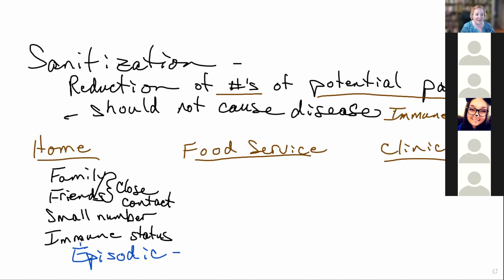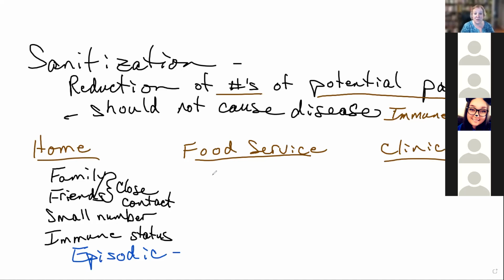Little Timmy comes home from daycare and starts vomiting and has severe diarrhea, and it goes through the whole family, and then it's over. Somebody comes home, they bring a cold, everybody gets it, and it's over. So it's brief episodes. And unless you've got somebody who has a suppressed immune system, generally speaking, you don't have to have stringent requirements to meet sanitization, to reduce the number of potential pathogens to the level where it's not going to cause disease, where the vomiting and diarrhea is going to continue to cycle back and forth.